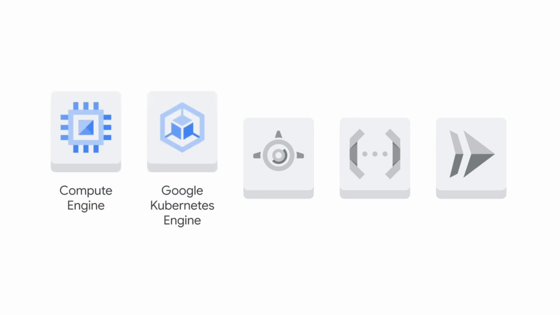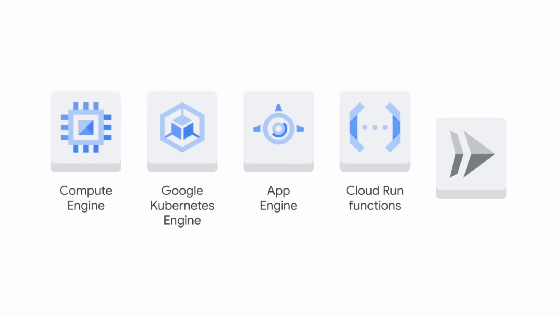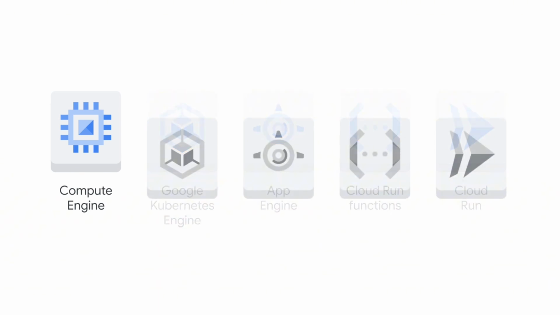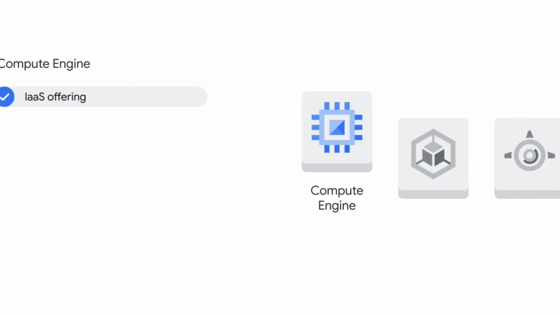As organizations design for the future and start running more compute workloads in Google Cloud, it's important to be aware of the options available. Google offers a range of computing services. Let's explore each. The services are Compute Engine, GKE, App Engine, Cloud Run Functions, and Cloud Run. At the end of this lesson, you'll understand why people choose each. The first is Compute Engine.